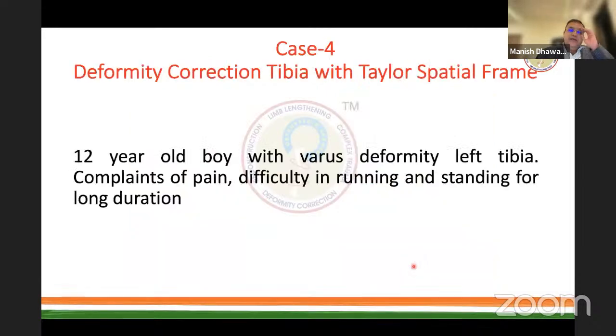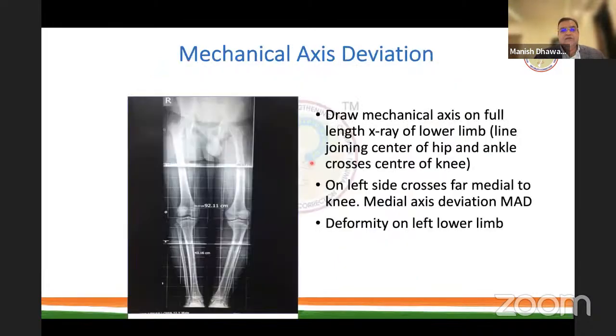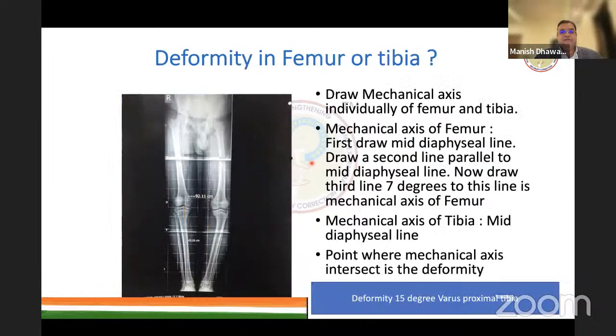So coming to case 4, deformity correction in tibia with the Taylor Spatial Frame. Now this 12-year-old boy with varus deformity of the left tibia complains of pain, difficulty in running, and standing for a long duration. If you appreciate, he's a chubby child, but on the left side you can see the bowing of the tibia. So we did our calculation. We drew our mechanical axis, and we have medial mechanical axis deviation.